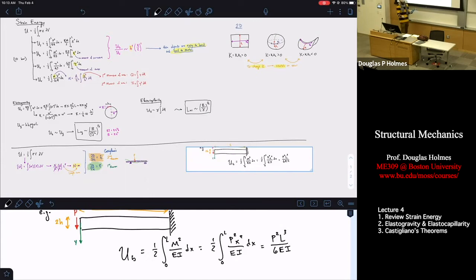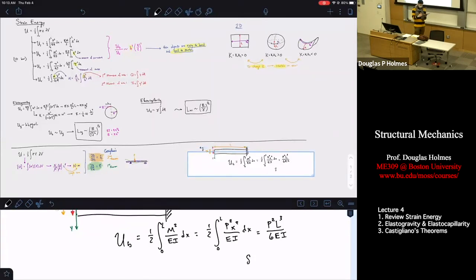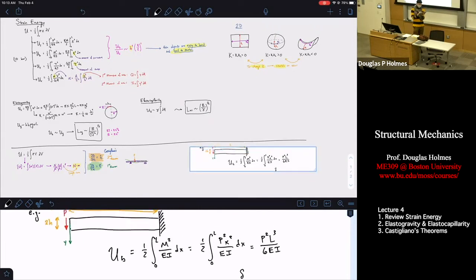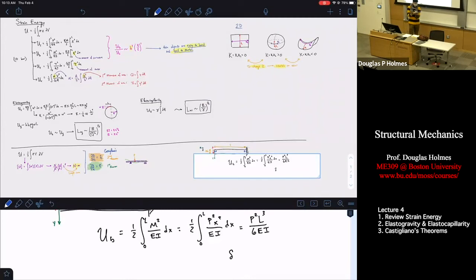If I want to know the deflection at the end of the beam, I'm picking the end because that's where I've applied the force. I want to make this a little bit clearer, so I'm going to go back to my drawing and label this point here capital A, and I'll label this point capital B just for clarity. What we're saying is I want to calculate the deflection at A. To do that, I need to take the partial derivative of my strain energy with respect to the force applied at A.